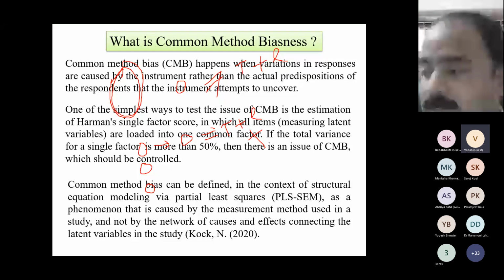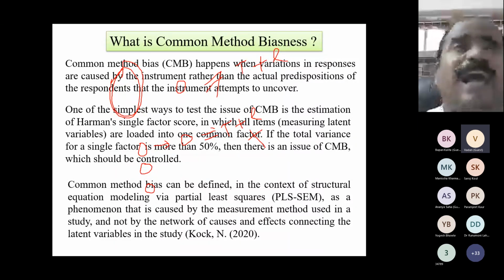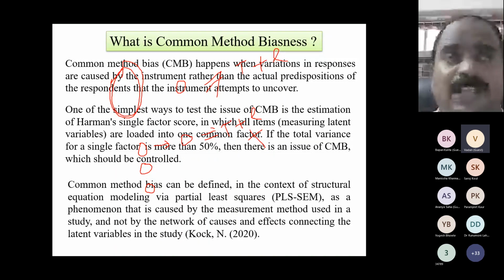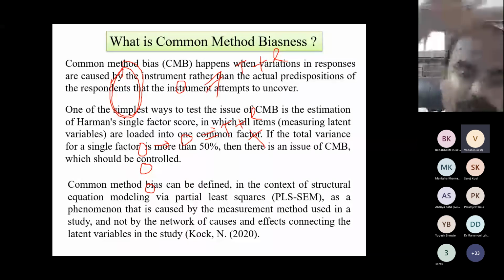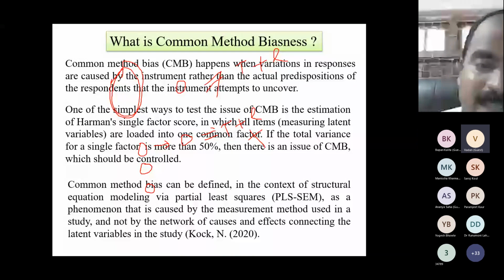How to test that? Herman, one of the experts or professors, proposed that you simply take all the items to the exploratory factor analysis. We are discussing CFA, confirmatory, now. You adopt the exploratory factor analysis from your MBA career, what general factor analysis students used to say, that is actually EFA. I have already explained the difference between EFA and CFA, I think, in my second session.